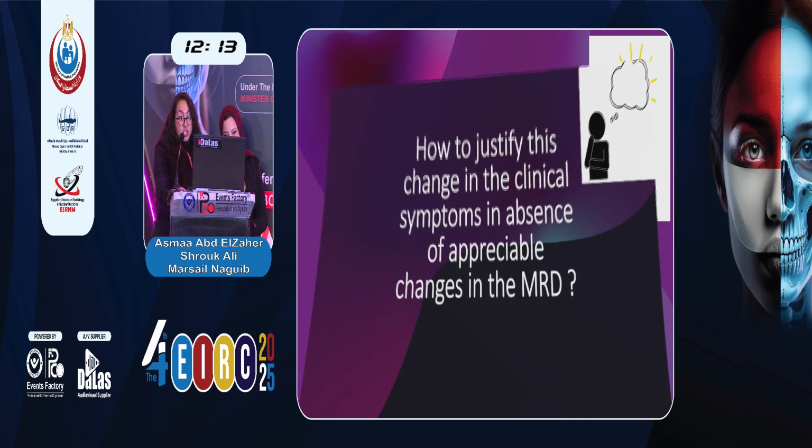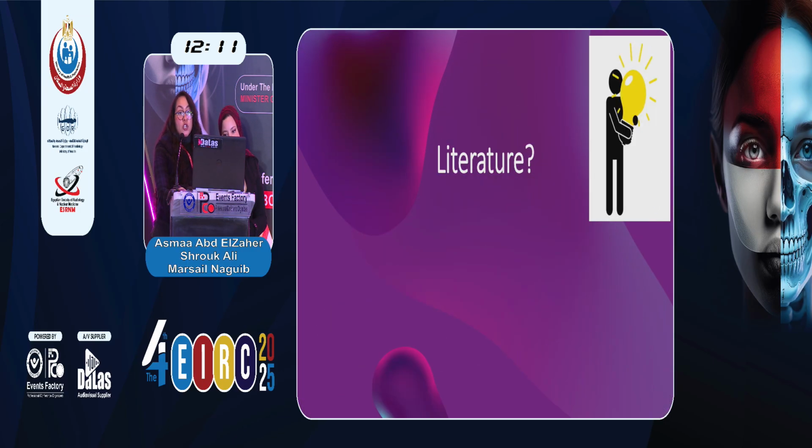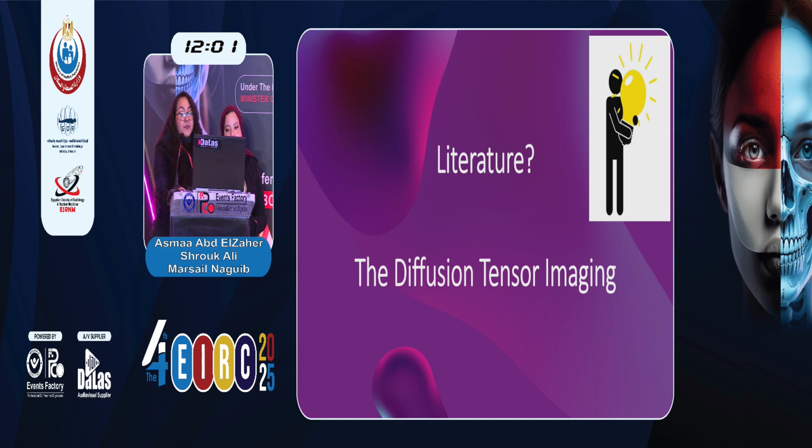Going back to literature to search about an MRI sequence that can help to justify. We found the diffusion tensor imaging is an ambitious technique to assess the microstructure of well-organized tissues like muscles and nerves. It has been first created and used in the mapping and delineation of white matter tracts in the brain. Mapping and delineation, this is typically what we need.